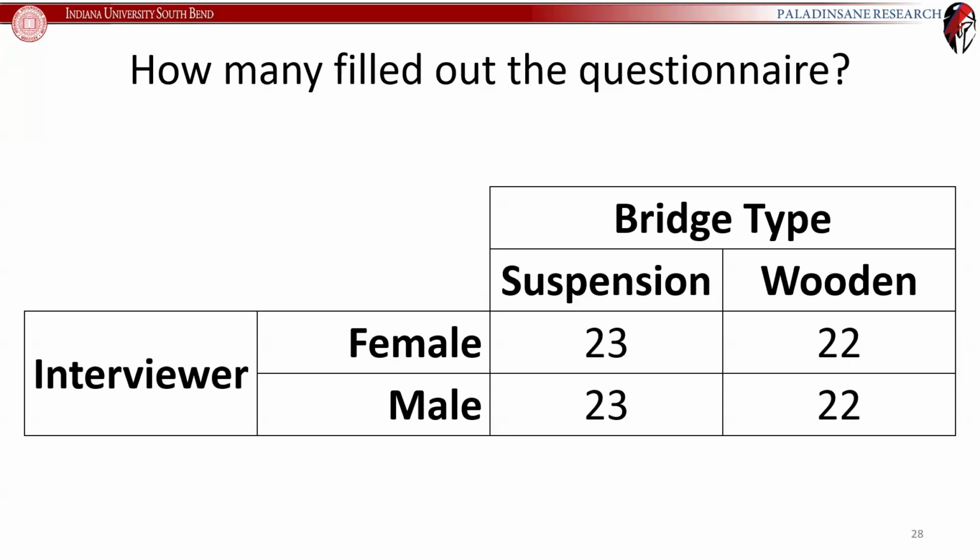And if you were to take a look at this, you would rightfully say, well, nothing really happened, right? We got 23 people on the suspension bridge. When they were approached by a female, they said, yeah, we'll do the questionnaire. 22 on the wooden bridge, when approached by the female, said, yeah, we'll do the questionnaire. 23 on the suspension bridge, approached by a male, said they'd do the questionnaire. 22 on the wooden bridge, approached by a male, said they'd do the questionnaire. It doesn't really look like anything is happening.